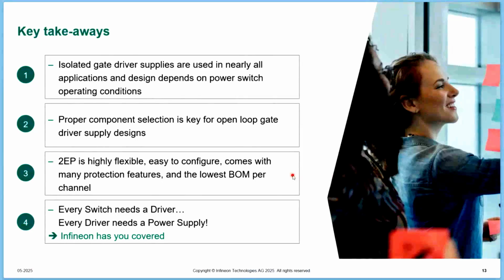With the 2EP together, we can offer a flexible but easy to configure solution, which comes with a lot of protection features I have not directly mentioned in this presentation, but if you look into the data sheet, you find all these security functions we have inside, and it offers a very low BOM and material cost per channel in the system. So as a closing statement, every switch needs a driver and every driver IC needs a power supply. So Infineon has you covered, and together with our partner Würth, you get a fully matching solution for these products and application scenarios.